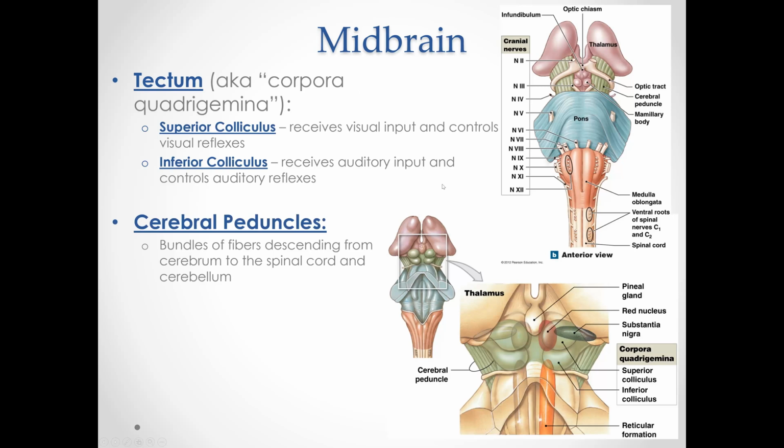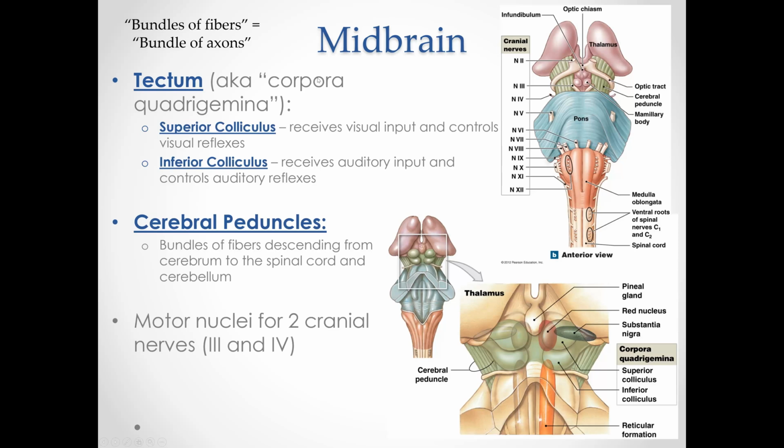Another major structure, so these two green columns that you could see on the anterior view, these are bundles of fibers that are descending from the cerebrum down to the cerebellum and the spinal cord. So these are just bundles of axons. So again, a little bit of neuroterminology. When you see bundles of fibers, that's the same thing as saying a bundle of axons.